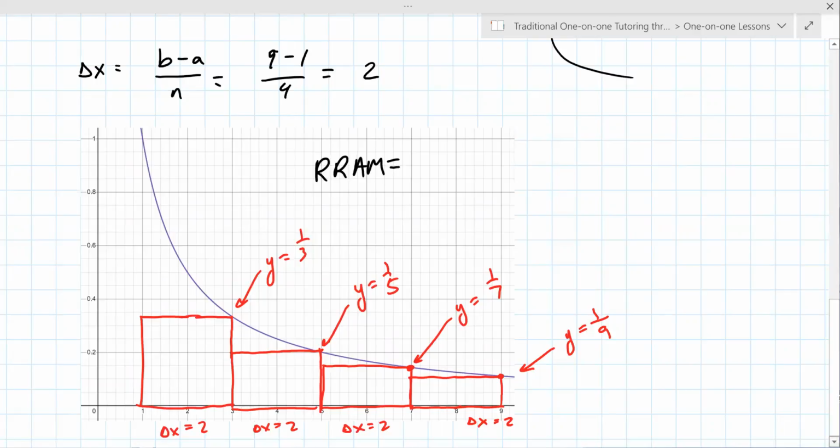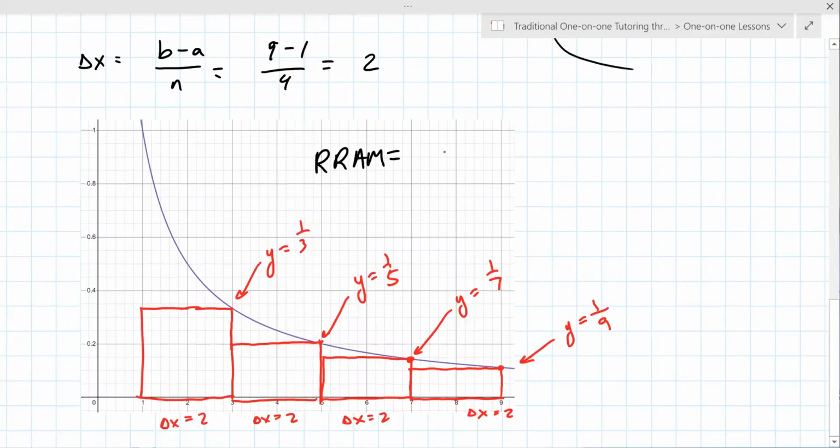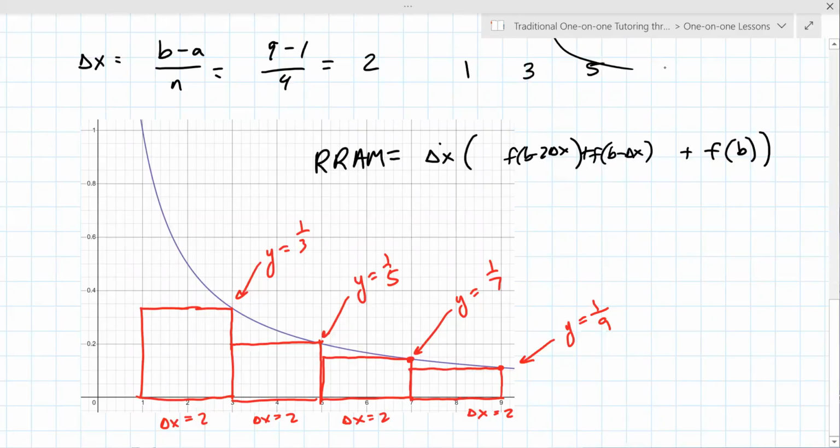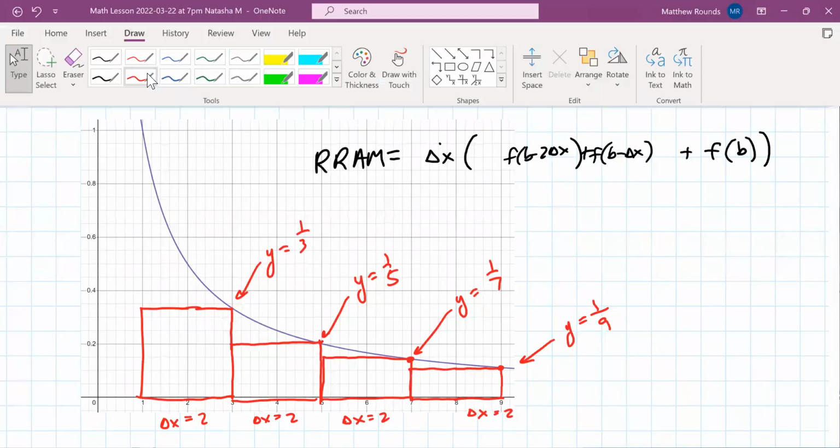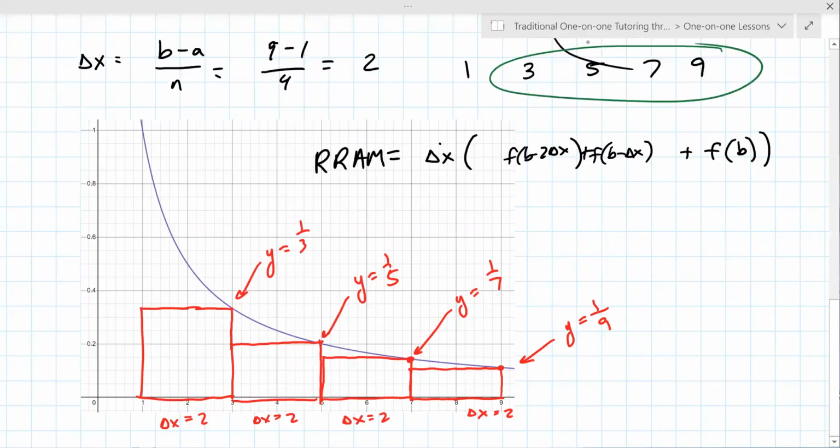All right, great. Okay, so RRAM here, it's the delta x, and this time you're really starting over here on the right, the f of b, and then you kind of work backwards. It's f of b minus delta x, f of b minus 2 delta x and so on. I don't really like this approach. What I prefer doing is once you know the delta x, you start with your left value, which is 1, and then you go up by delta x: 3, 5, 7, 9. And then I like to just circle the ones that I'm using depending on the problem here.